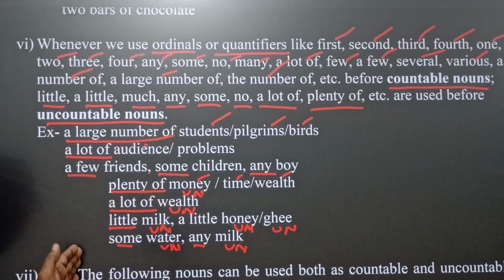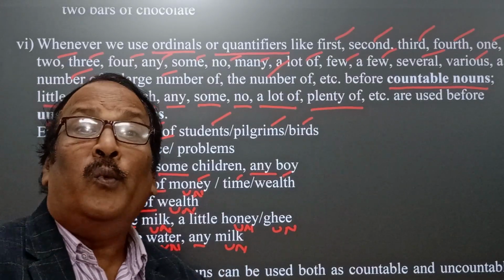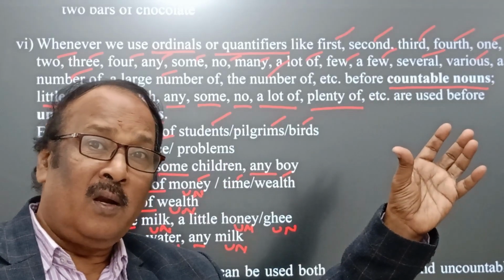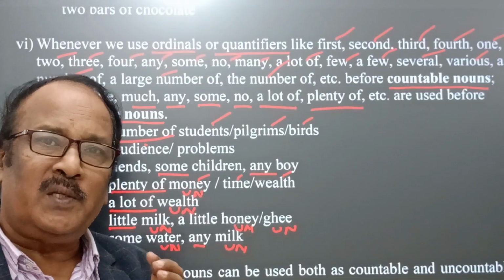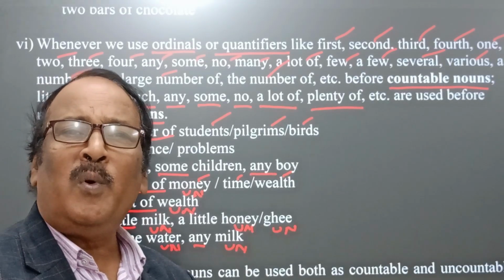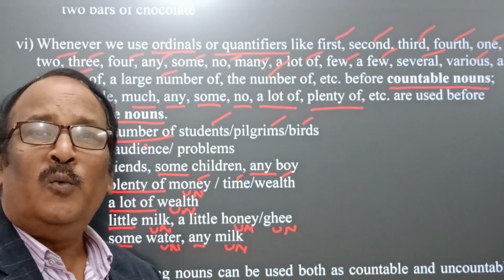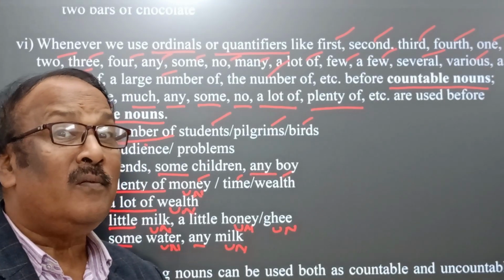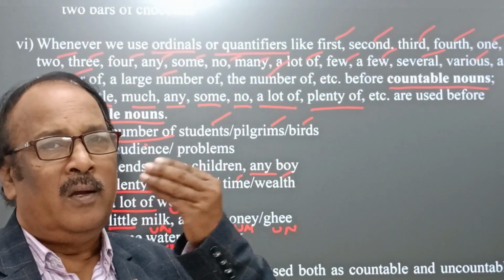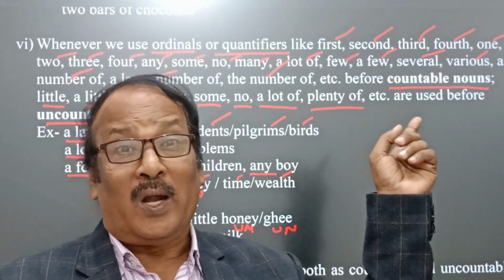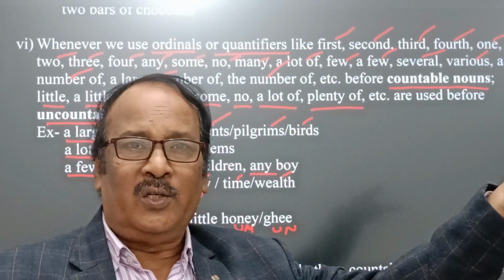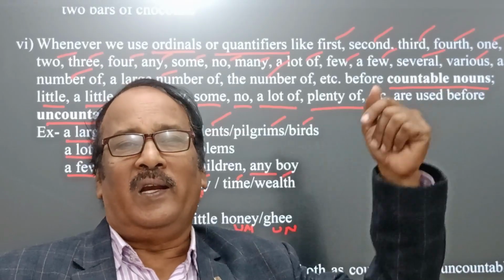Remember, the matter is now clear: how we use some quantifiers before plural countable nouns, and some quantifiers before uncountable nouns. Therefore, at the time of using quantifiers, we should be very careful so that we can express ourselves correctly. These quantifiers, determiners or modifiers will be discussed in separate classes.